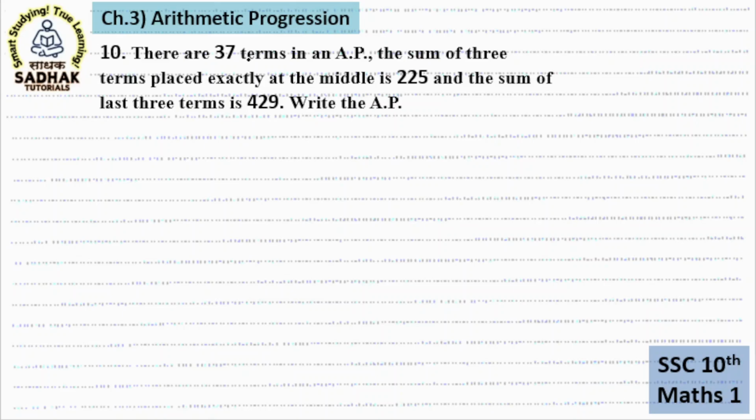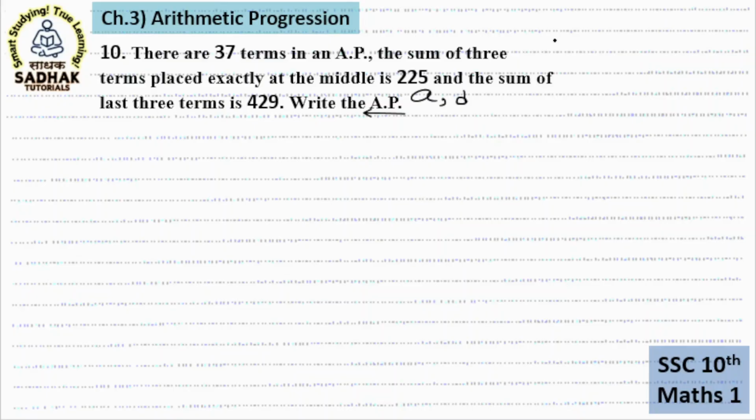So just like the previous sum, that is the 9th sum, here also they have given two different conditions, from which we will get some equations, and by solving those equations we will get the terms that are required. Okay. So basically, whenever we are told to write the AP, we have to try to find out what is A and what is D. That is what we have to find out.